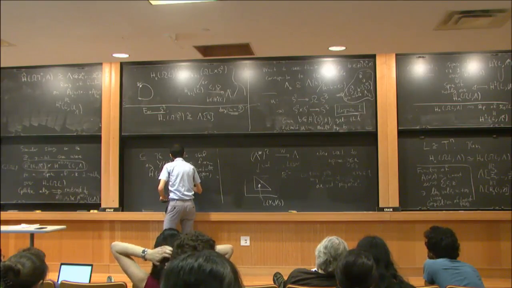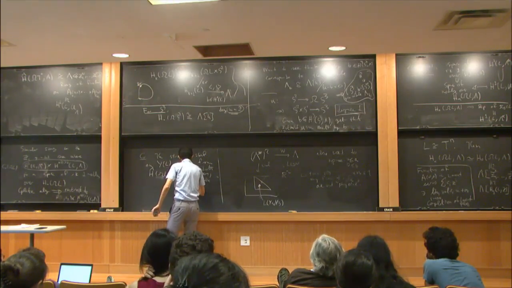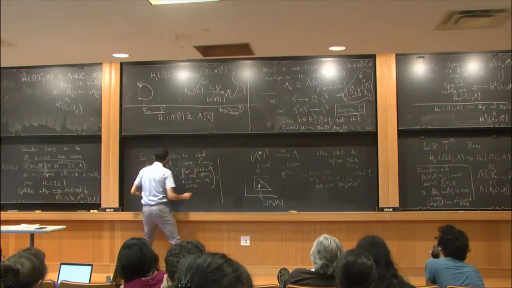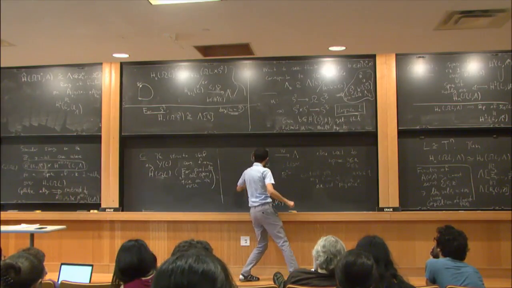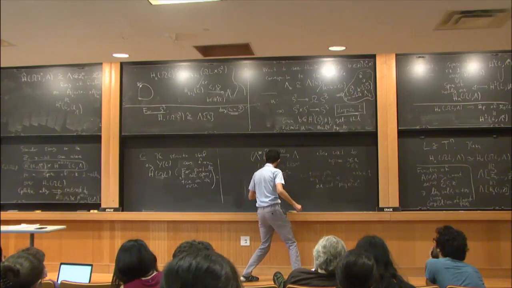This is true on the nose. That is, they're just isomorphic. Okay? So now, why is this useful now?